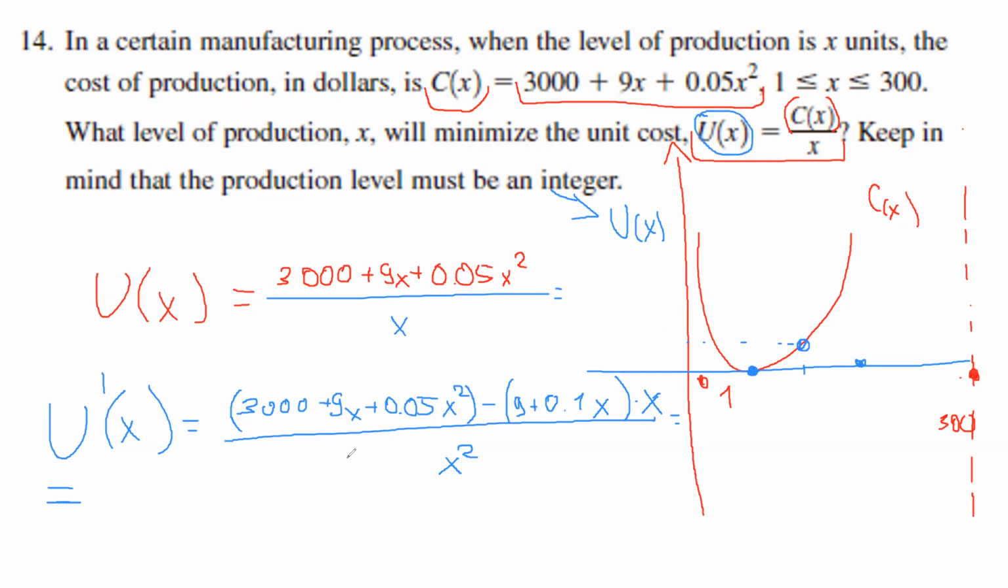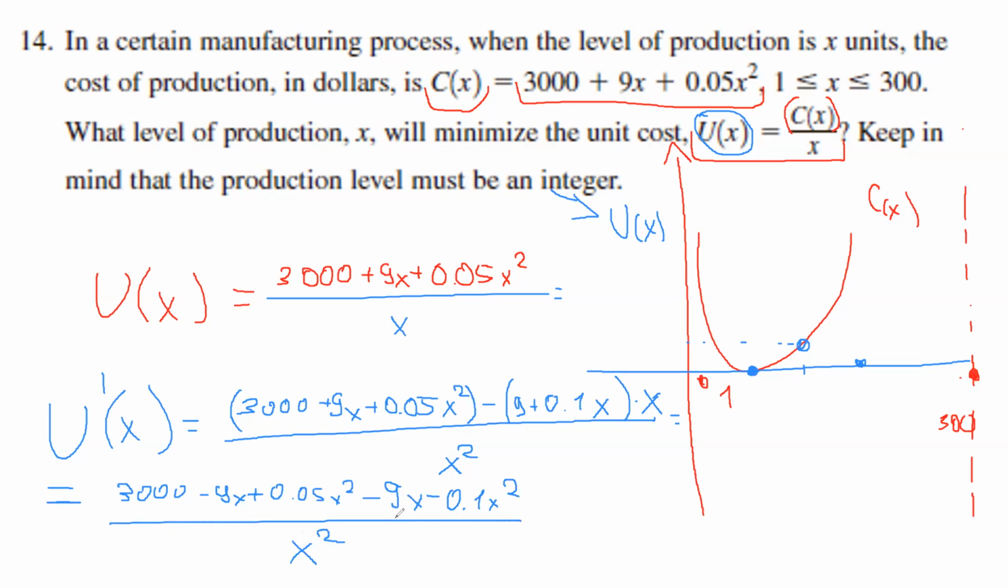So this minimum would not be a thing that gives you optimal u of x. So let's keep solving. Now I would like to open the brackets. I'm going to have 3000 minus 9x plus 0.05x squared, subtract 9x, subtract 0.1x squared, right?